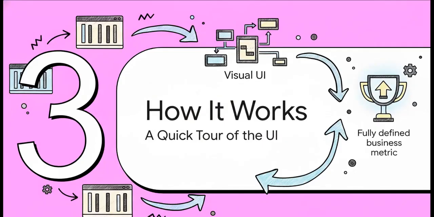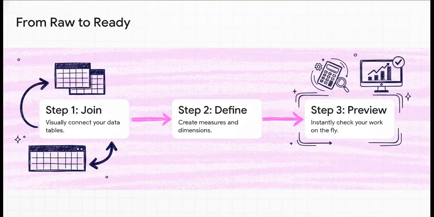So how does this whole thing actually work? Let's do a quick tour and see how simple it is to turn your raw data into a perfectly defined business metric. It really just boils down to these 3 simple steps. You connect your data, you define what you want to calculate, and then you check your work instantly. No more of that painful cycle of write, run, debug, and then repeat it all over again.